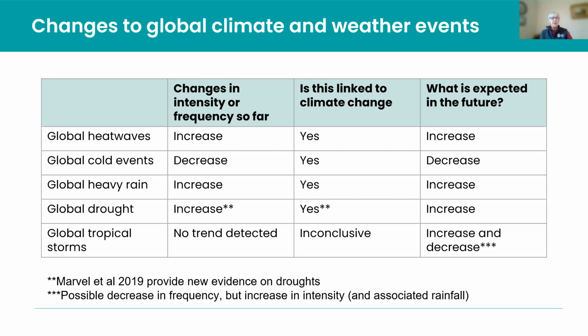And you can see that even now, we are seeing massive increases in global heat waves, global heavy rain, global drought. Global cold events are going down and will continue to go down as our base temperature rises. And the conclusion is that these are all linked to climate change, although there's some inconclusivity about global tropical storms. But then what's expected is more of this. And this is really significant, and especially for agriculture, because agriculture produces food that we all need to survive.